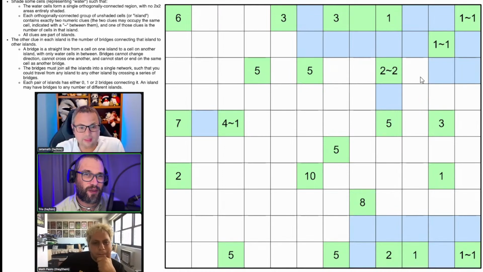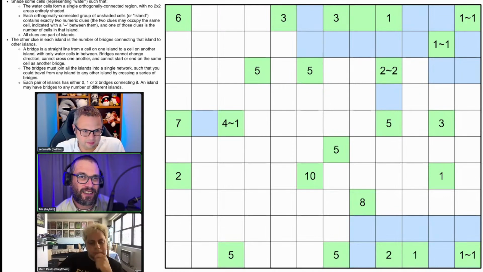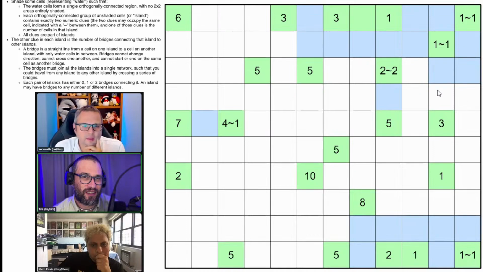If we were doing this in Sudoku pad, you could put a circle in the cell to say a bridge connects to this cell, but we don't know in which direction. Okay, so only one of these has a bridge. This has a bridge in some direction.